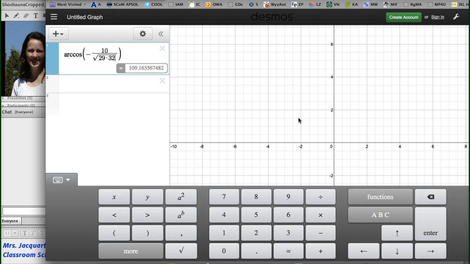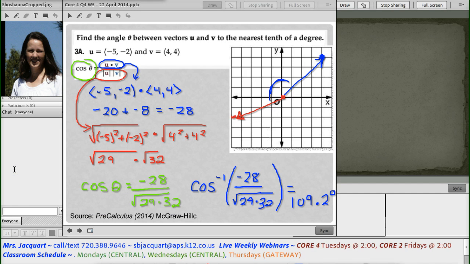Okay, so let's look at our vectors though. Let's see if they're for real. Our u vector is at negative 5, down 2. So that's our u vector. Our v vector is at 4, 4, and the angle is 109.2 degrees. Oh, you didn't even get to see that. How embarrassing. Okay, so I drew my v vector in blue, my u vector was the other one, and then the angle is 109.2 between them.